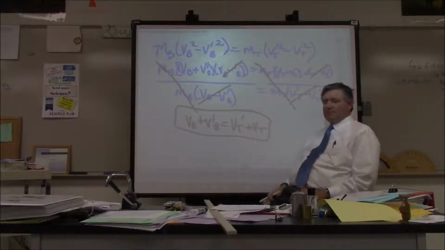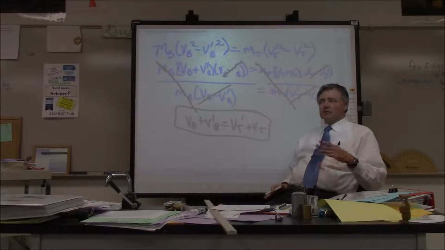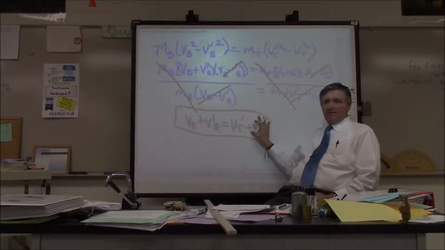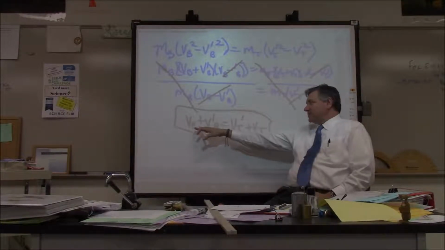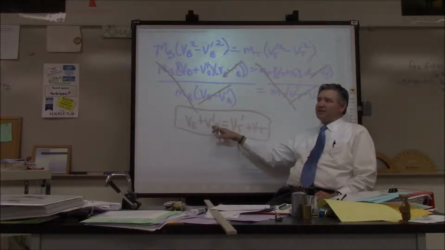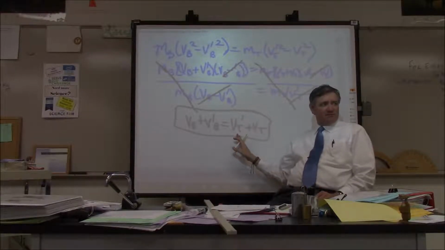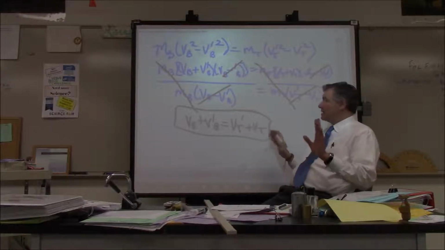What do you think the initial velocity of the target is going to be most likely? 0. So if this is 0, that means that the two velocities of the bullets have to add up to whatever the new velocity of the target is. Cool with this?